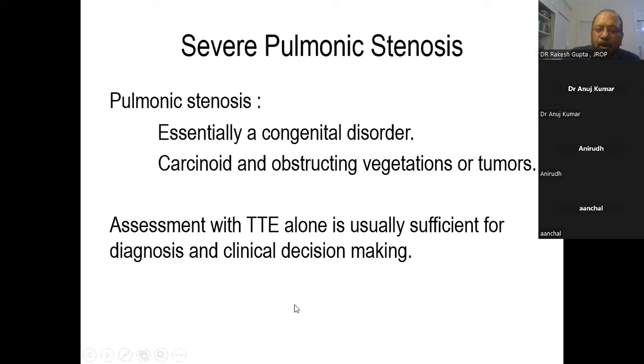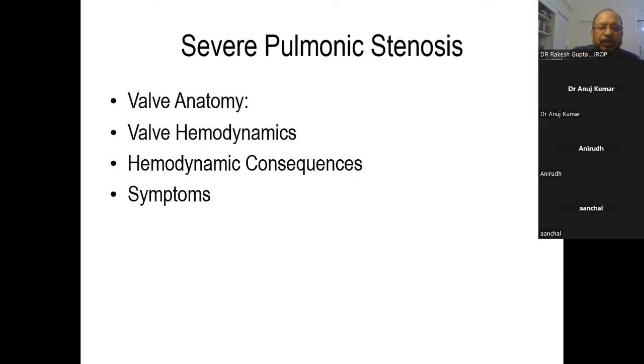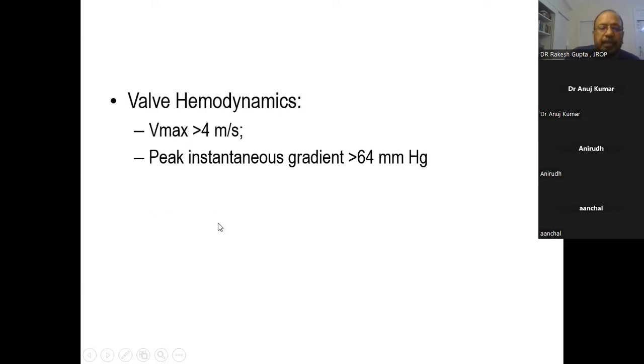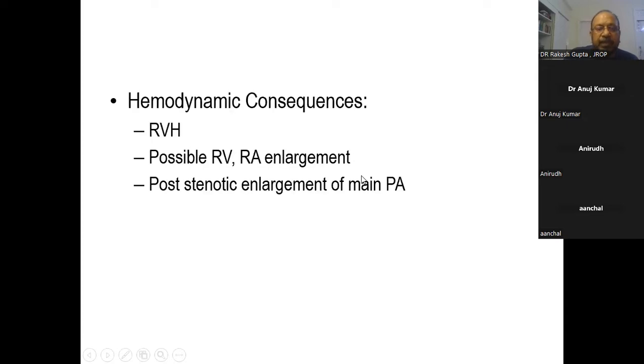TTE is almost sufficient. Rarely do we do a transesophageal echocardiography in this. So what we look at: valve anatomy, hemodynamics, hemodynamic consequences, and symptoms. What is valve anatomy? Thickened, distorted, possibly calcified leaflets with systolic doming and reduced excursion. Other associated abnormalities may be present, such as a narrowed RVOT. Hemodynamics: anything more than 4 meters per second, that is 64 millimeters of mercury, as peak velocity.